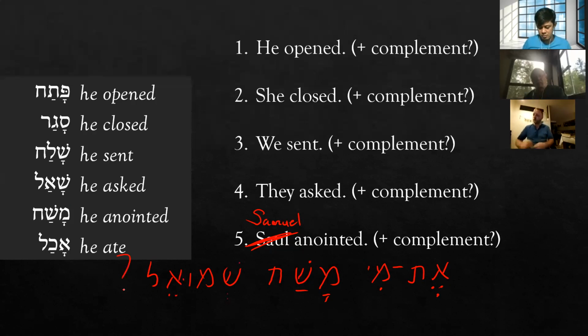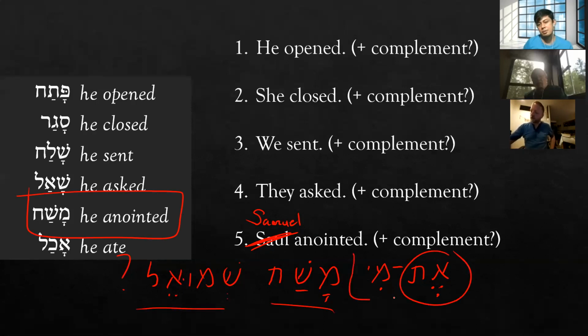Et mi mashach Shmuel. Obviously, two people come to mind, right? Et mi mashach Shmuel. Who did Shmuel anoint? Et is the direct object marker, and mi is who, right? So et mi is whom. Shmuel mashach et David.